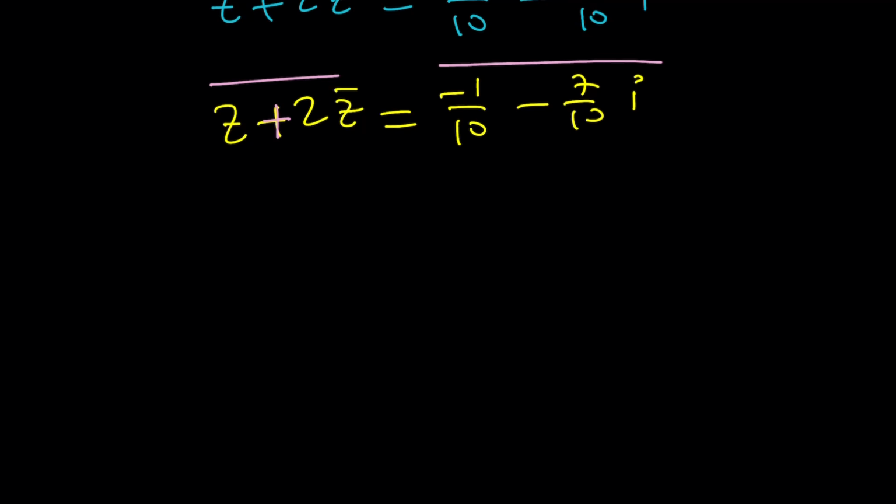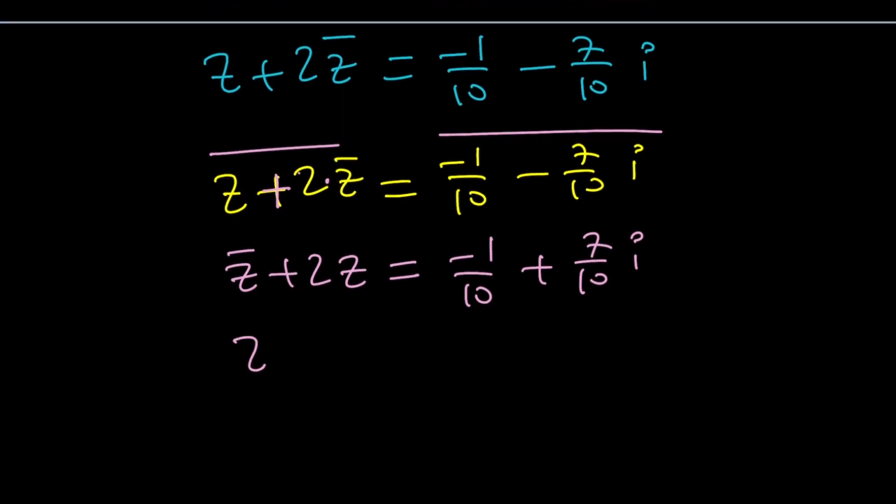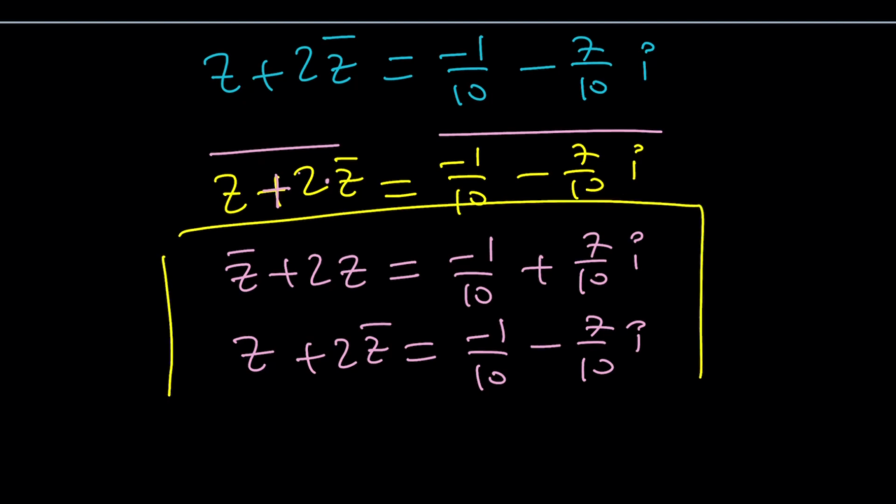In other words, this is going to turn into z bar plus 2z. Product is unaffected because 2 is a real number. And on the right hand side, we're going to get -1/10 plus 7 over 10i. Remember, you're only changing the imaginary part. So that's one of my equations. And then along with the original equation that we simplified, oops, I keep writing a plus sign there, we have a system, right? Now this is my system, your system too, of course. Our system. And we can solve it.